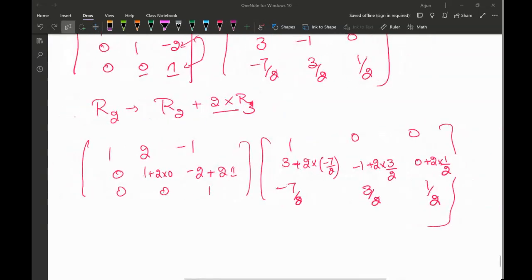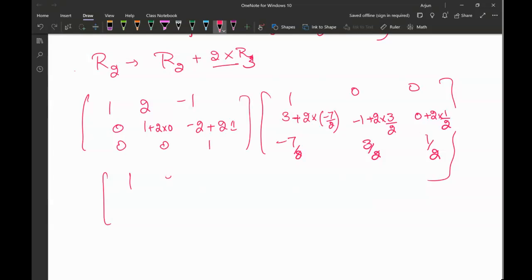And now in the next step, I'm going to try and compile it. 1 2 minus 1 0 1, and this will become 0 0 0 1. And now the next thing will be here 1. This will become 3 plus, this cancels out, 3 minus 7, I can write it as, and this will cancel out. Minus 1 plus 3, and this will become 1.